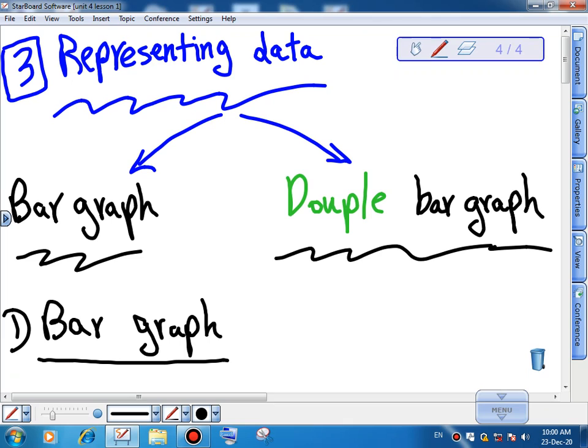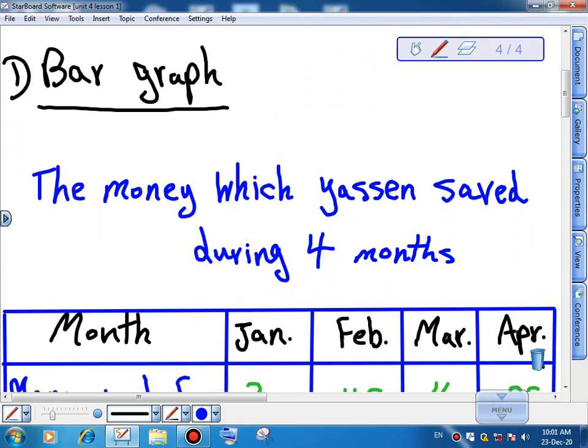The next one, representing data. What's the meaning of representing data? I need to show the data in a graph, by drawing lines, by drawing a bar graph. Remember? We have only two ways to present any data. The first one is bar graph, and the second one, double bar graph.